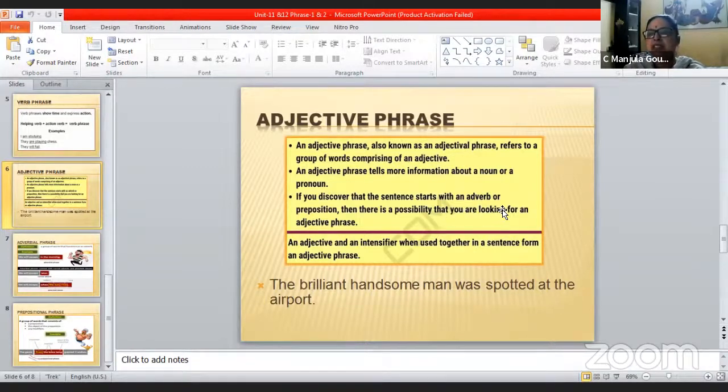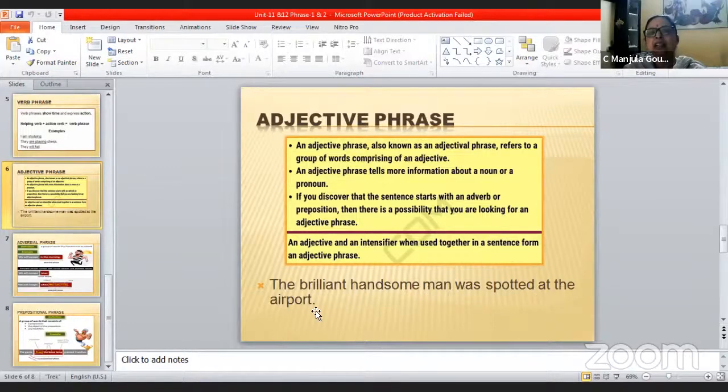If you discover the sentences start with an adjective or a preposition, then there is a possibility that you are looking for an adjective phrase. So here is a hint for you: whenever you discover that the sentence is starting with an adverb or a preposition, there is a possibility that it can be an adjective phrase. An adjective and an intensifier, when used together in a sentence, form the adjective phrase. Now, what is this intensifier? The word intensifier is nothing but a word which emphasizes, throws more information, or highlights the noun or the pronoun that we are speaking about.